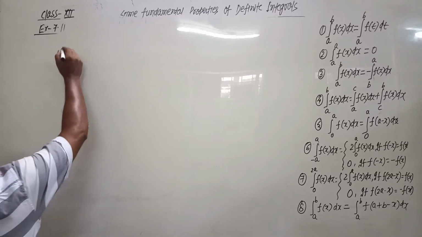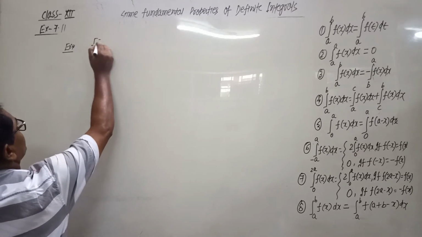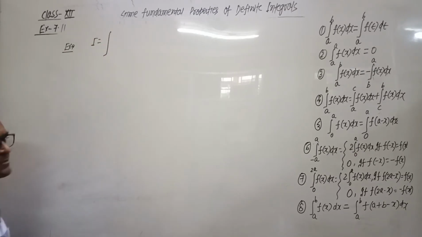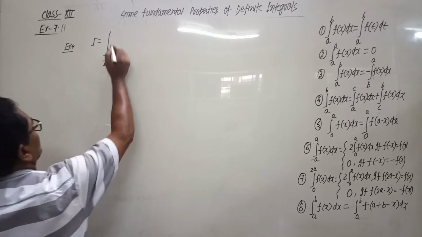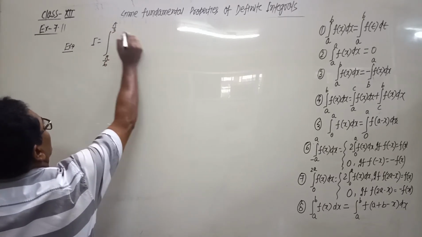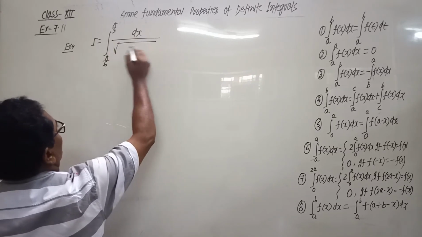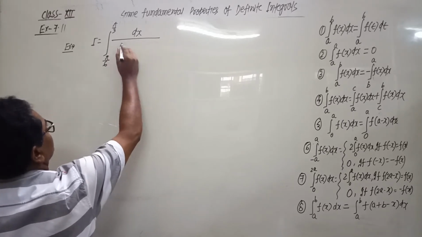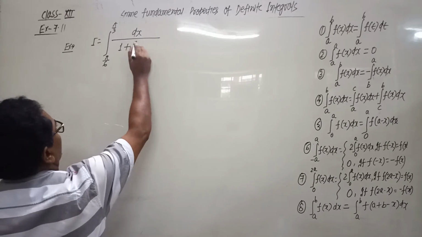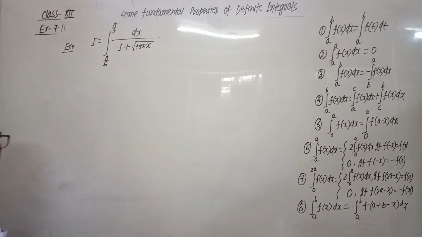Question is, integration limit from pi by 6 to pi by 3, dx upon 1 plus root tan x.